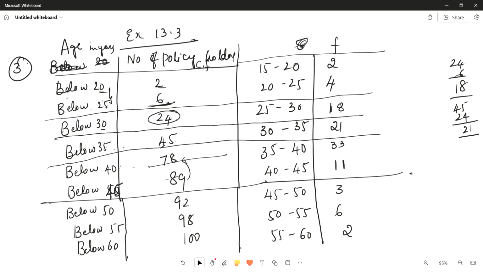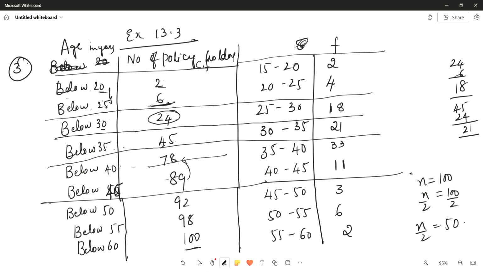Now CF is given. Whenever, a simple way to remember is, whenever they have given the "below" thing, whatever they have given will be the CF value. Understood, right? Now again you have to calculate the median. So what you will do? Total is 100, right? So n is 100. n by 2 is 100 by 2, so it is 50.